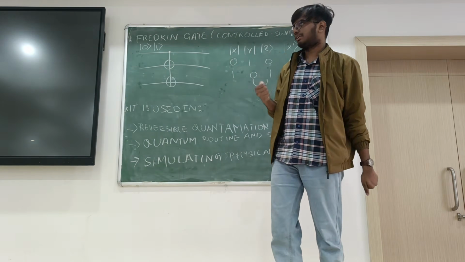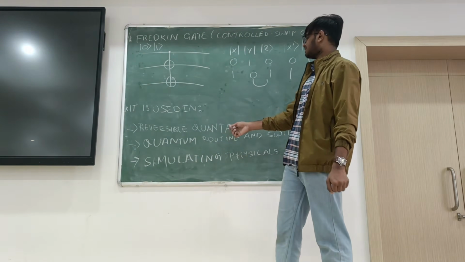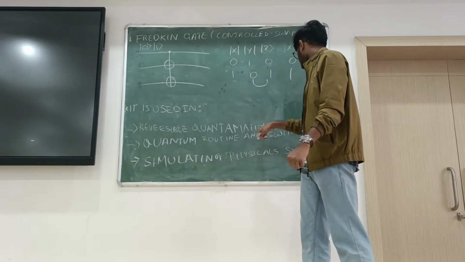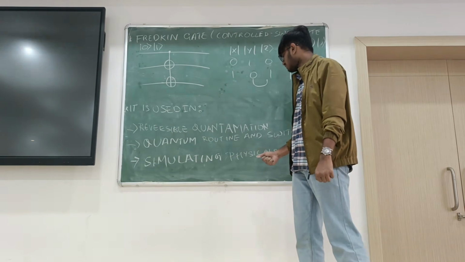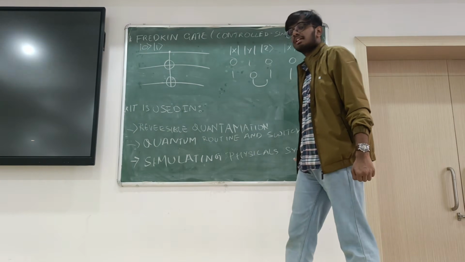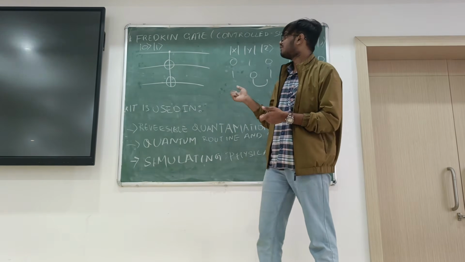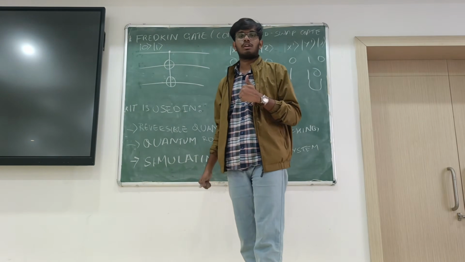Now, where are they used? They are used in reversible computation. They are also used in quantum routing and switching. They are also used in simulating physical systems. This is the importance and the uses of the Fredkin gate, and our last topic of the gates.